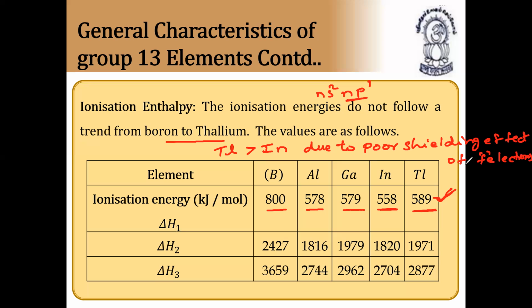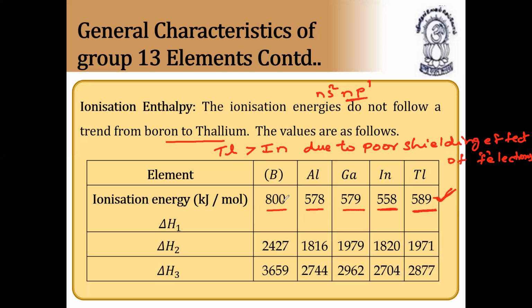Due to the poor shielding effect of f electrons in thallium, what happens? The outer electrons will be under nuclear influence. As the outer electrons are under nuclear influence, automatically more ionization energy is required to remove the electrons. So that's why for thallium it is more. So the trend follows like this.